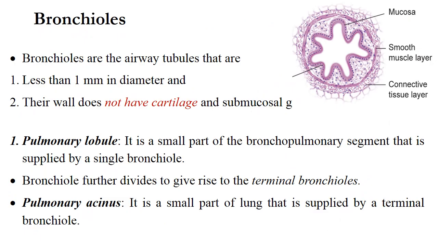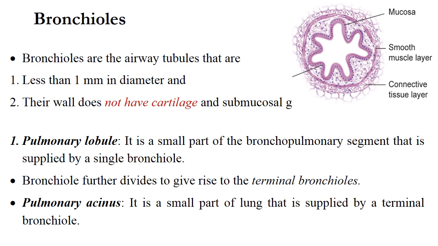Bronchioles are the airway tubes with diameter less than 1 millimeter, and again it is important to note that they do not have cartilage and submucosal glands in them. Then we have pulmonary lobules. It is the smallest part of a bronchopulmonary segment supplied by a single bronchiole. So a single bronchiole supplies a small part of the bronchopulmonary segment, which is known as a pulmonary lobule.